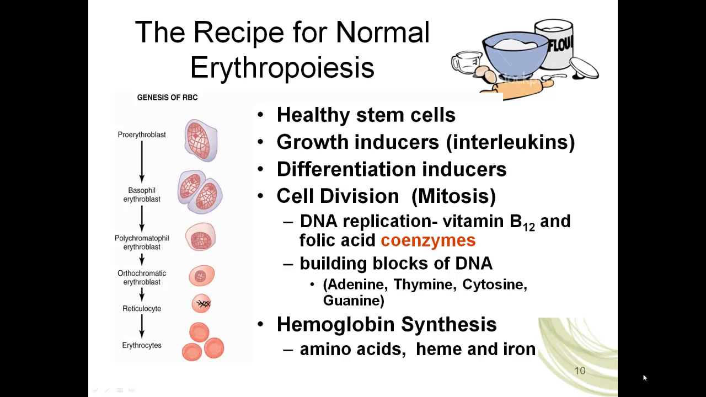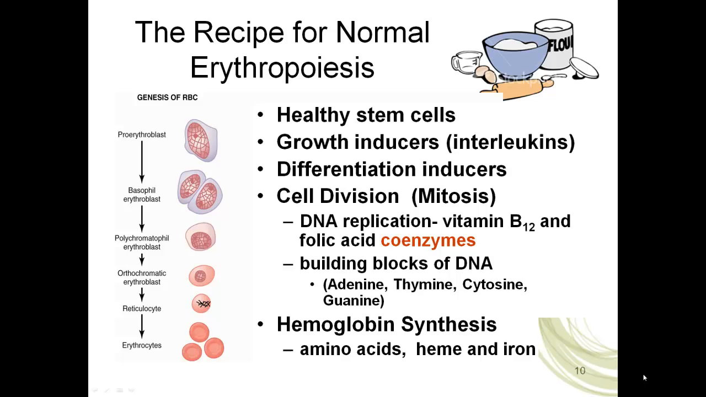I don't want you to worry or fret over a proerythroblast being the precursor to the basophil erythroblast, which is the precursor to the polychromatophil erythroblast. Oh my gosh, these are hard to say. You get the point. But what I do want you to know is that it is the reticulocyte that is released into the plasma from the bone marrow. And this is not a mature red blood cell.